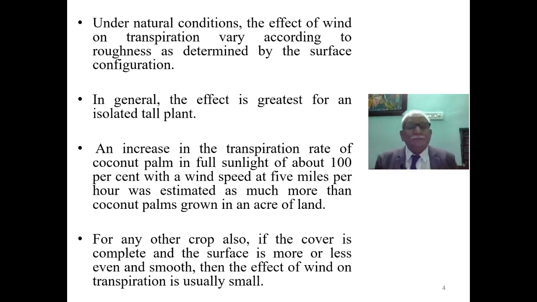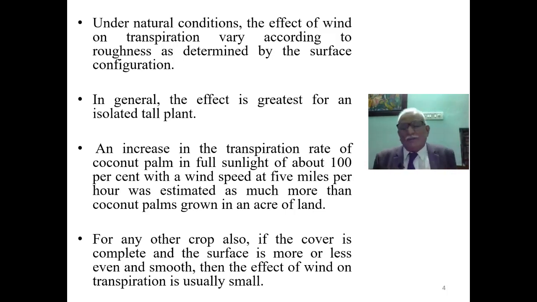Third point, I'll come back. Now, in general, the effect is greatest for an isolated tall plant. For example, if you take a coconut in single, at the field level, versus coconut in a plantation of 100 coconuts in an acre and a half. So what is the transpiration? An increase in the transpiration rate of coconut palm in full sunlight of about 100% with a wind speed of 5 miles per hour was estimated, much more than coconut palms grown in an acre of land.